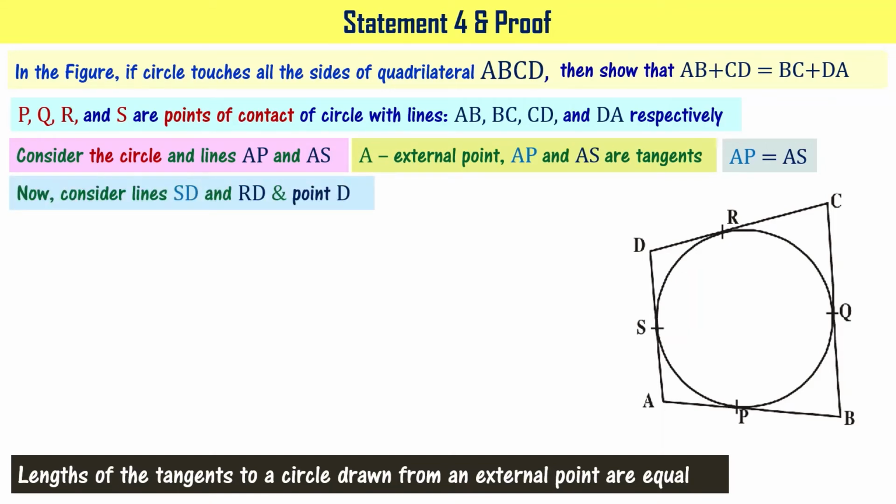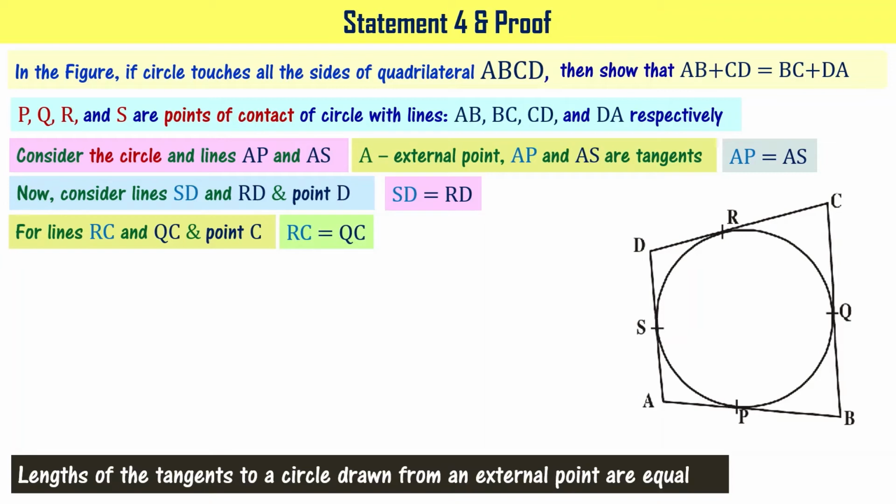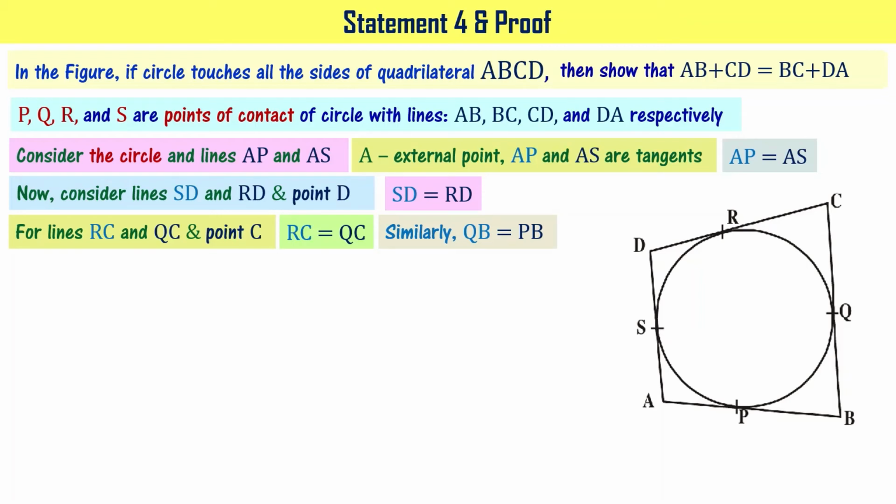Now let's consider lines SD and RD and point D. So you can apply the same theorem again such that you can write SD equal to RD. Now let us consider lines RC and QC and point C. When you apply this theorem, you can say that RC equal to QC. So the only remaining pairs of lines are PB and QB, and external point B is remaining, right? When you apply the theorem for this particular combination, you can say that QB equal to PB, right?